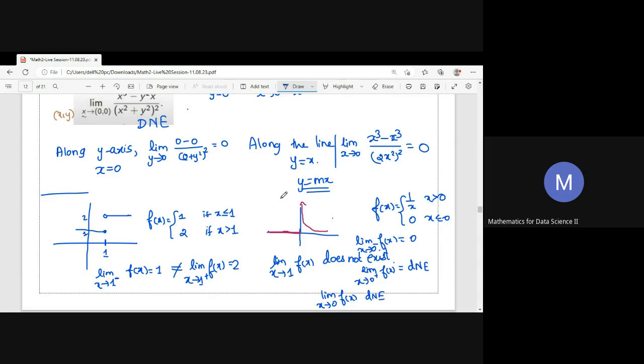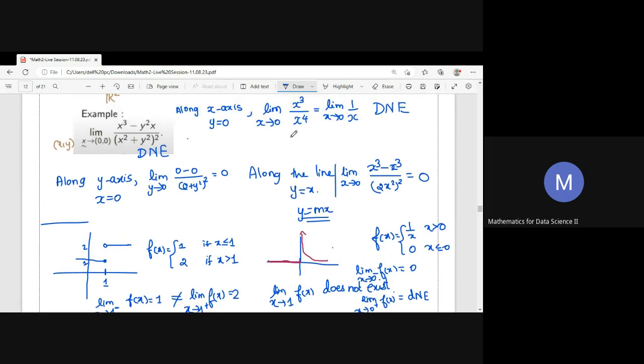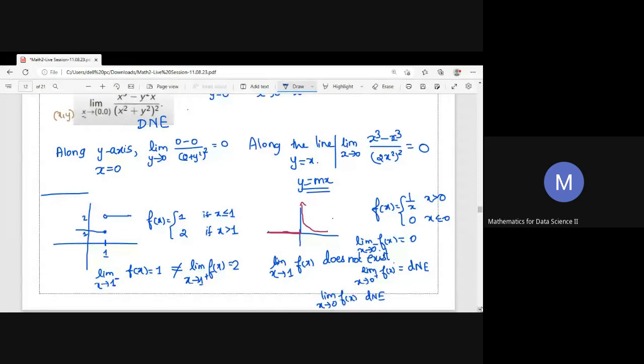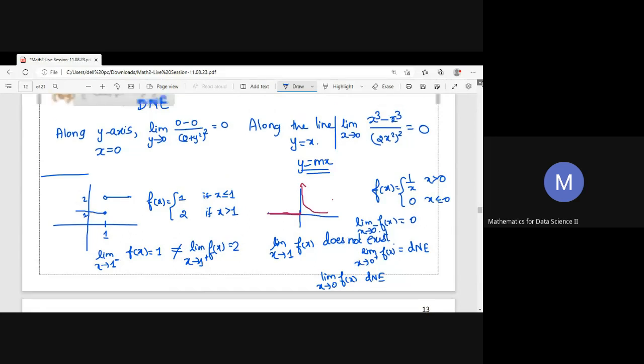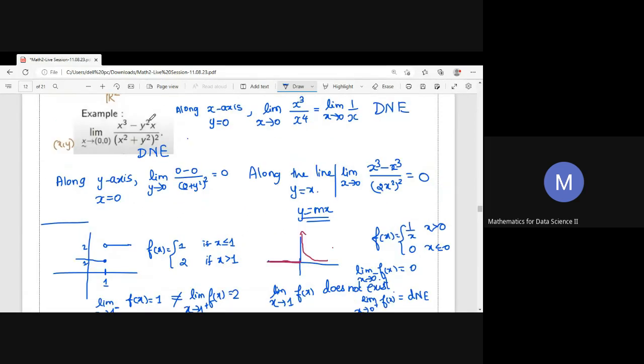The same concept we can use here. There are two possible cases. One is that along some curve the limit does not exist, like it happened here. And sometimes the limits along different curves exist, but they are not equal. So in either case, you can say that the limit of this function does not exist.